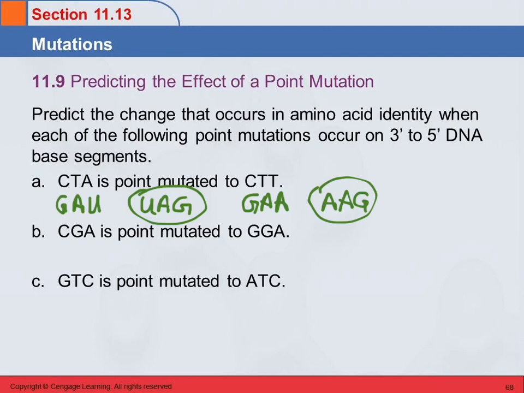The effect, or the changes in the amino acid identity, are going to depend on whether these code for the same amino acid or for different amino acids. If they happen to code for the same amino acid, there's going to be no change. And that's entirely possible because there's a lot of duplication in the genetic code, which is a good thing because it makes these point mutations less of a problem than if every amino acid only had one codon. Does that make sense?